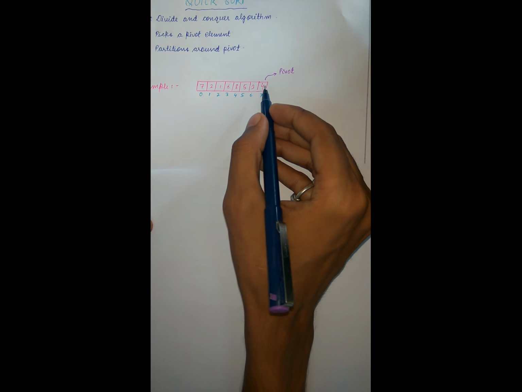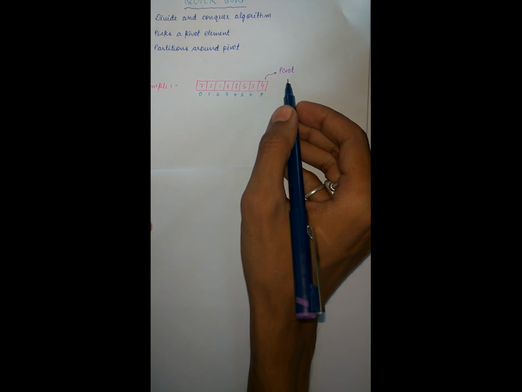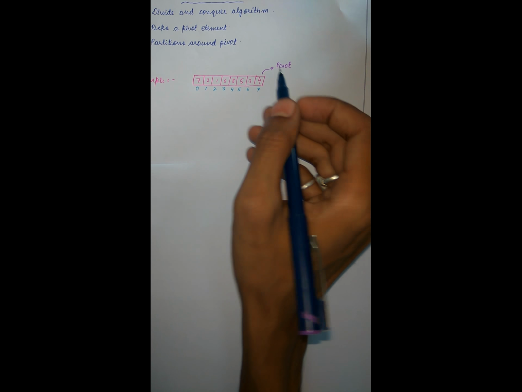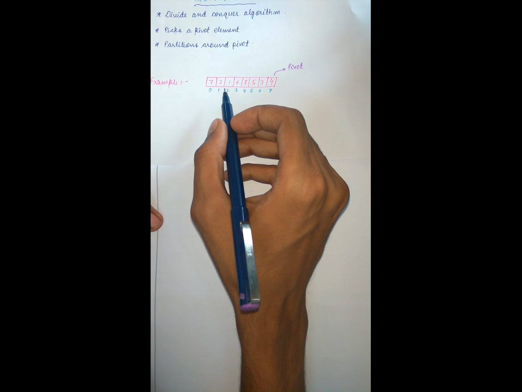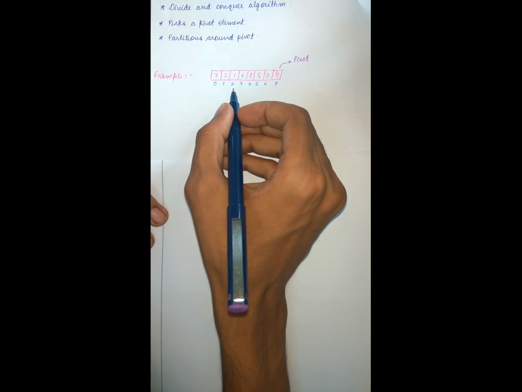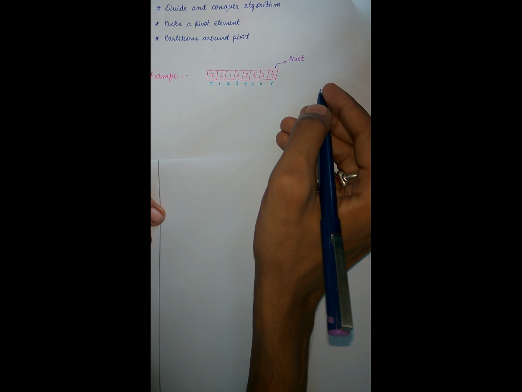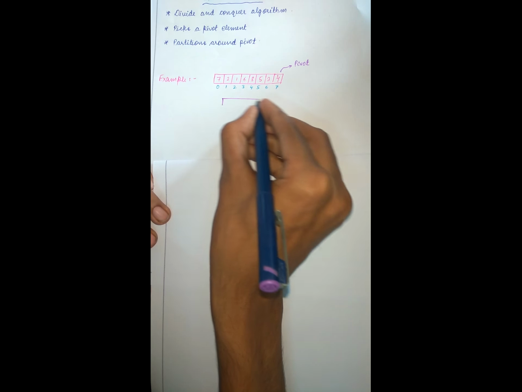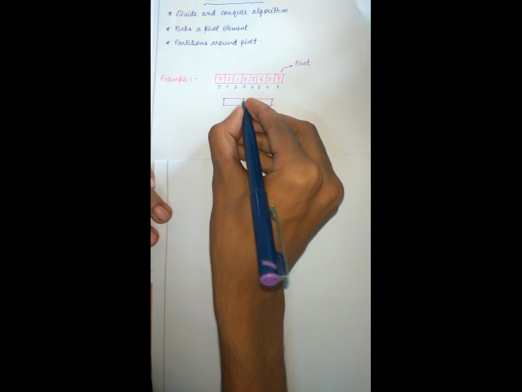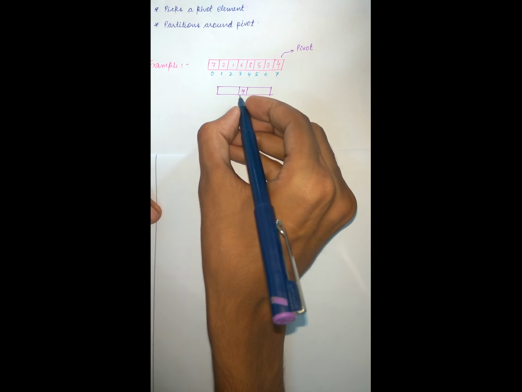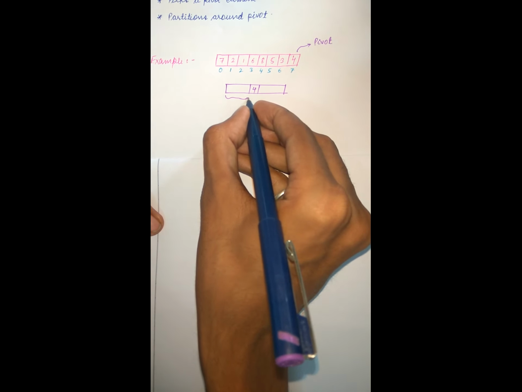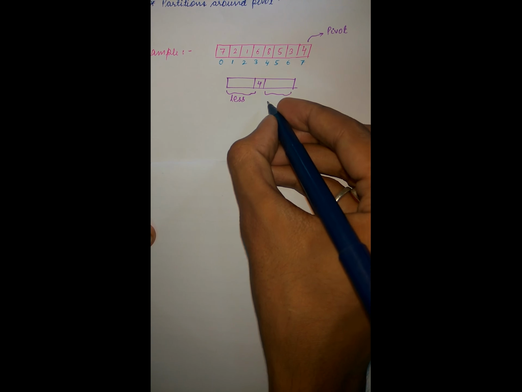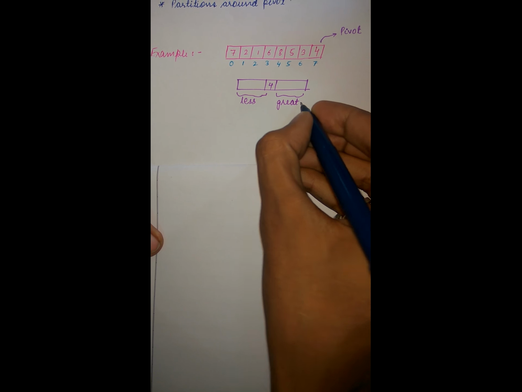We choose the last digit, 4, as the pivot. Now what we have to do is arrange it in such a way that the elements to the left of the pivot are smaller than the pivot and the elements to the right of the pivot are greater than the pivot. Suppose this is the position of the pivot. So all the elements here would be less than the pivot and here will be greater than the pivot.